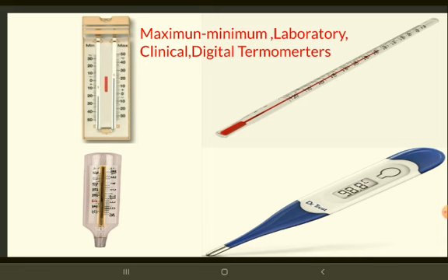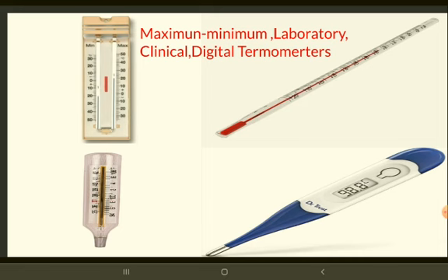The clinical thermometer is used to measure the temperature of the human body. See, this is the clinical thermometer we are using. It is used to measure the temperature of the human body, but the maximum minimum thermometer is used for highest and lowest temperature in the weather report. The laboratory thermometer is used to record the temperature of things in the laboratory, but the clinical thermometer is used for measuring the temperature of our body, the human body.